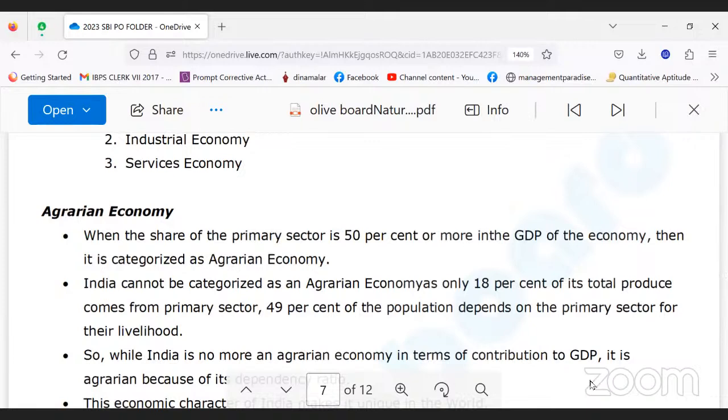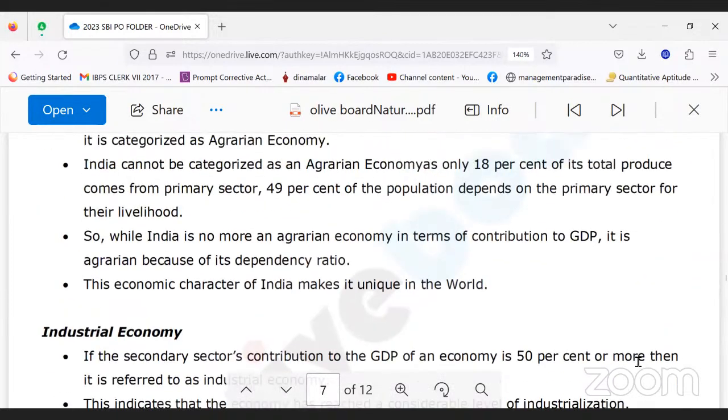Agrarian economy: when the share of the primary sector is 50% or more in the GDP of the economy, then it is categorized as an agrarian economy. India cannot be categorized as an agrarian economy. Only 18% of its total produce comes from the primary sector. 49% of the population depends on the primary sector for their livelihood.